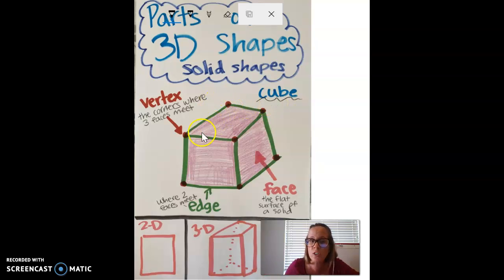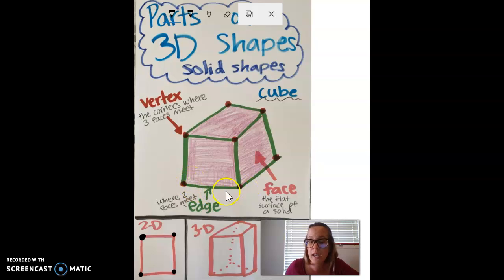Our corners, just like our flat shape where we have our corners that meet, it is called our vertex, or when there's lots of them, our vertices. The only difference is in a 3D shape, there are 3 areas that come together, 3 faces. So here are our vertices, just like over here in our 2D shape. This would be our vertices. So we have them in our corners.